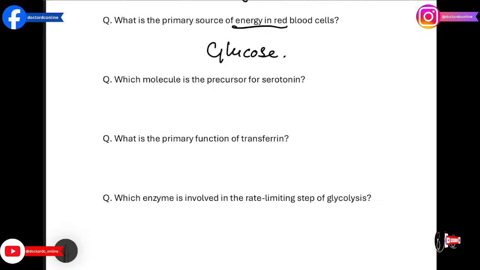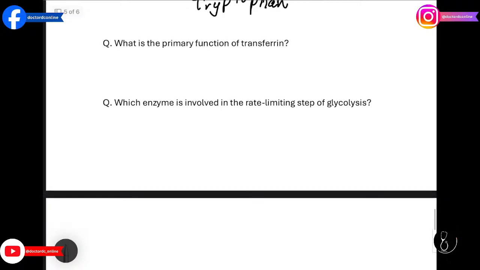The next question is, which molecule is the precursor of serotonin? And the answer is tryptophan. It is converted into 5-hydroxytryptamine in the brain. The next question is, what is the primary function of transferrin? And the answer is iron transport. It carries iron in plasma to tissues and bone marrow.